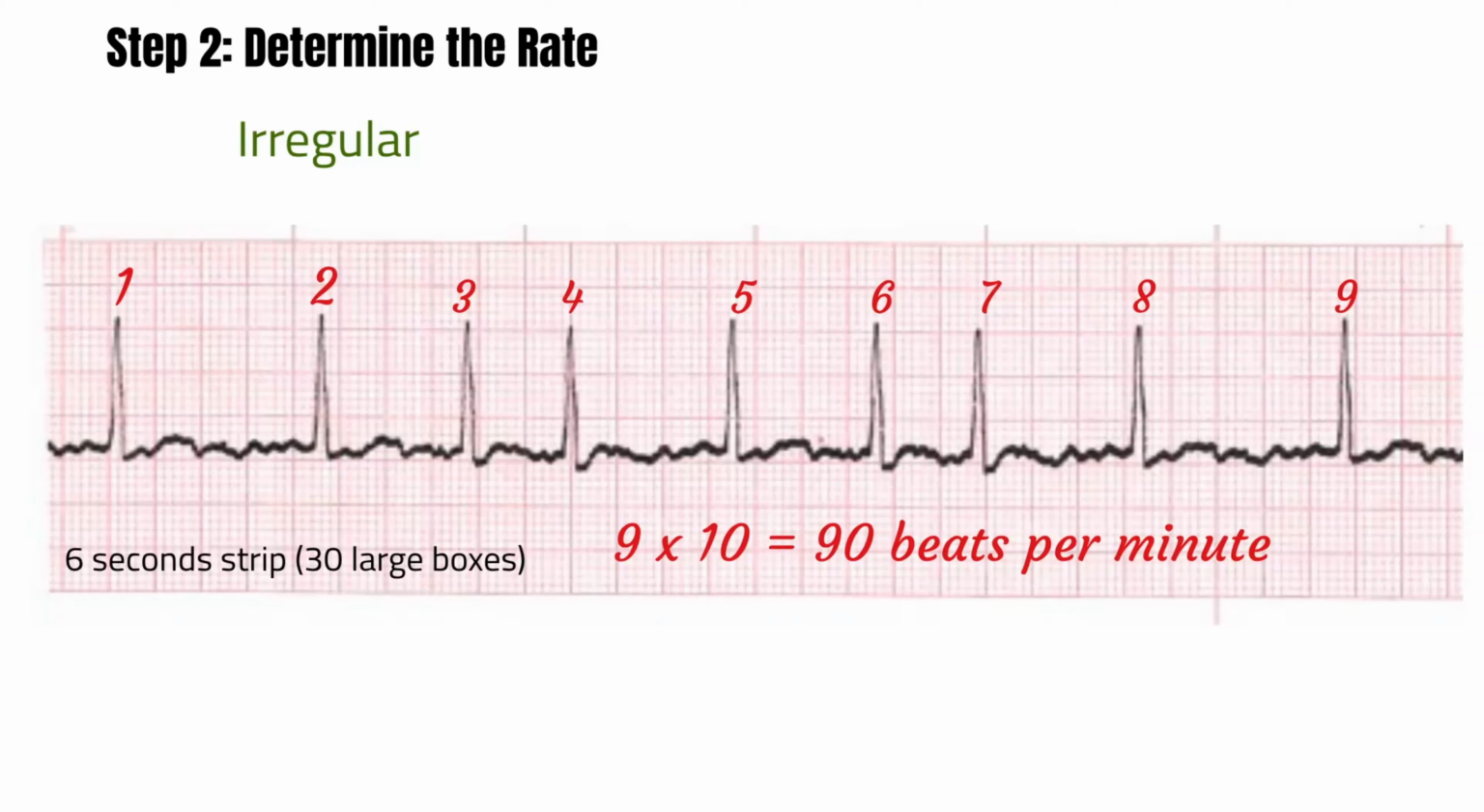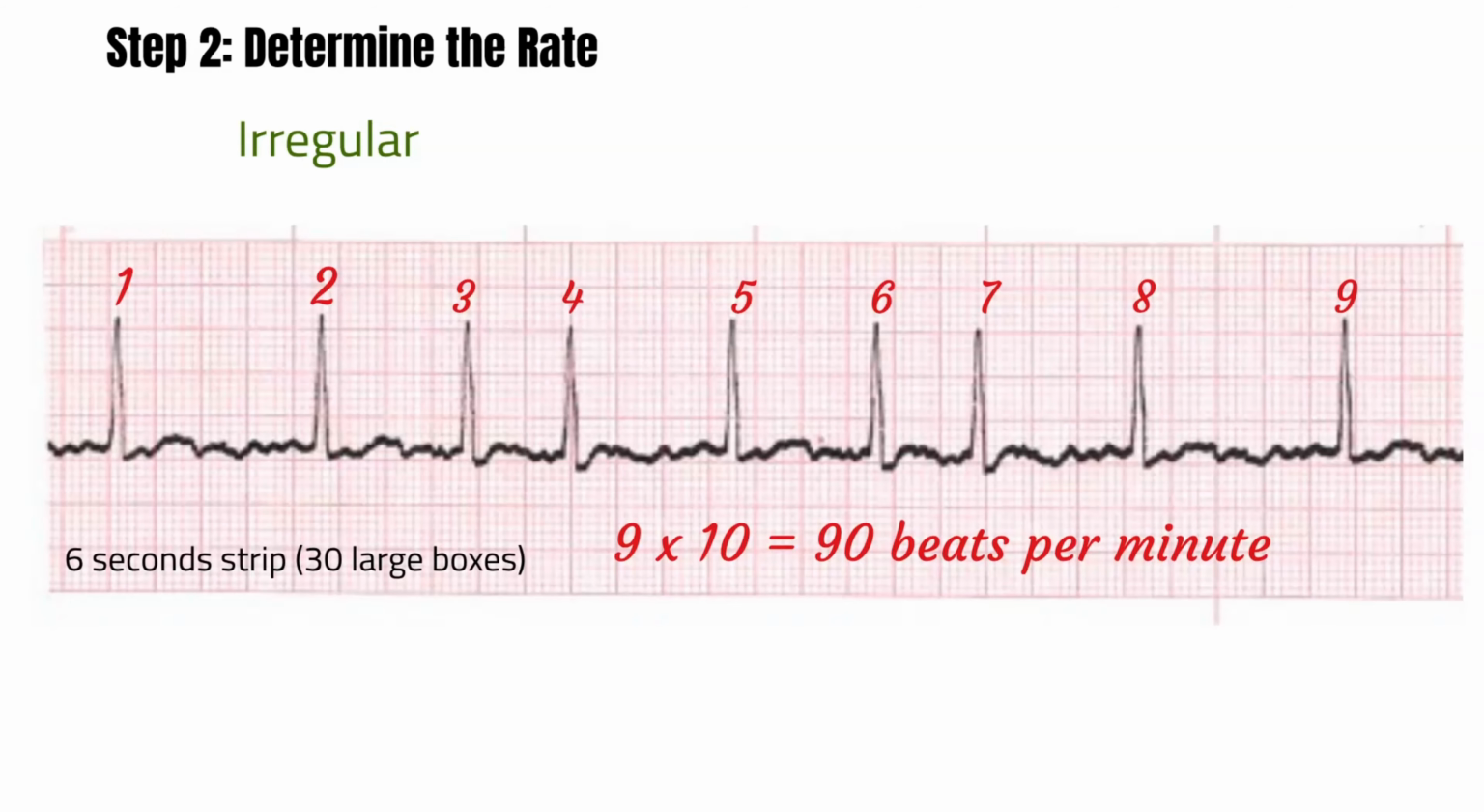The method of 300 divided by the number of large boxes between two R waves is only applicable for regular rhythm ECG. That's the reason you should determine the rhythm before the rate, in order for you to use this easy method of calculating heart rate on ECG.